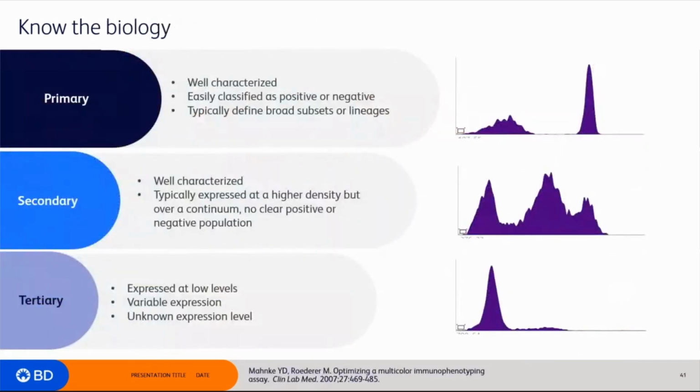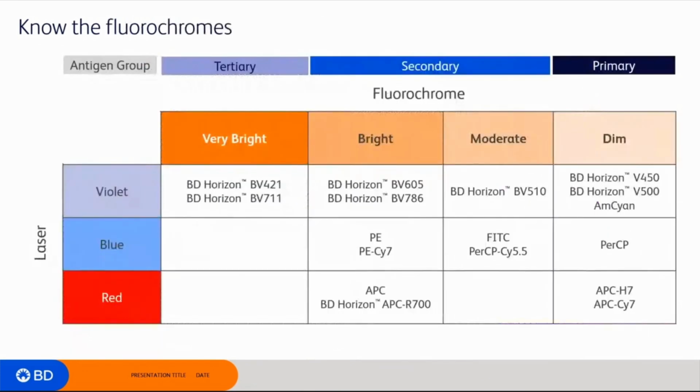So going back to our Know the Biology guide here, where we have 3 different groups of antigen: primary, secondary, and tertiary. So how do we pair them with fluorochrome based on their brightness? You can pair your primary antigen with dim fluorochrome, secondary antigen with at least bright or moderate fluorochrome, and tertiary antigen with very bright fluorochromes.